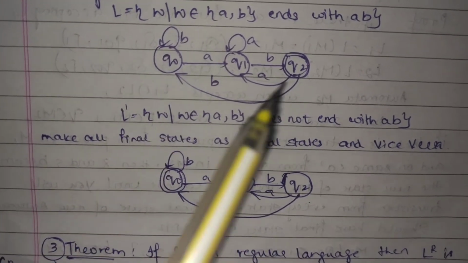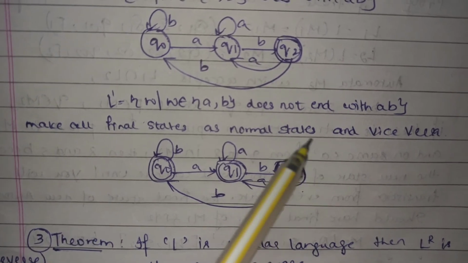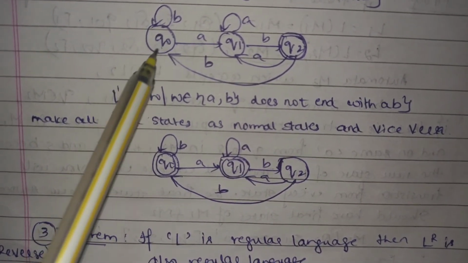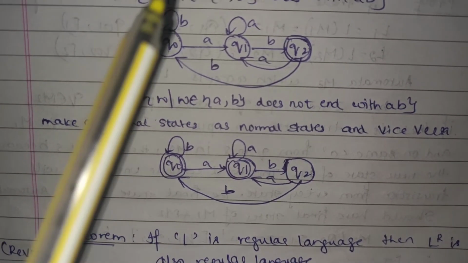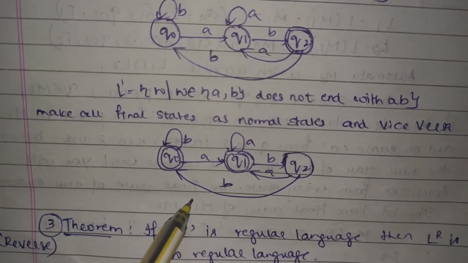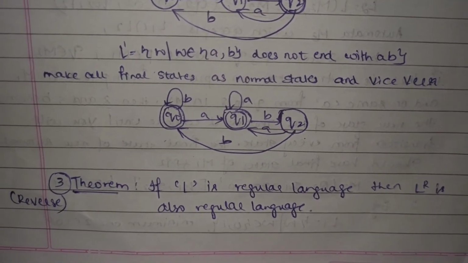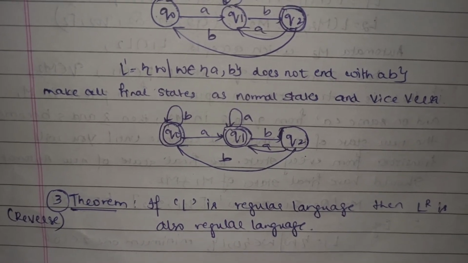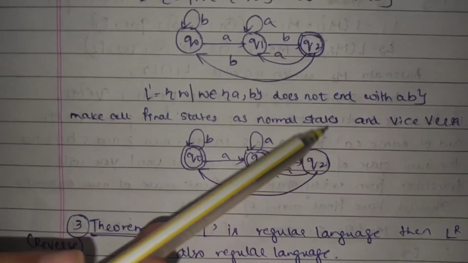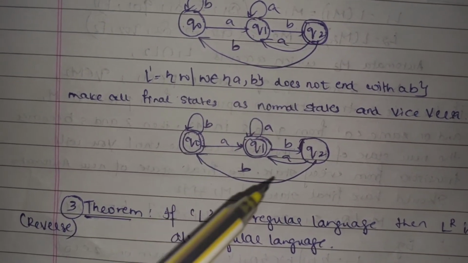Now suppose you have a language L dash which does not end with the string AB. What you can do is convert all the normal states into final states and the final state into a normal state, and the transitions should remain the same. So this would be the answer. That is how it is written in the definition of the automata also, Q minus F. So all the other states will be final states.